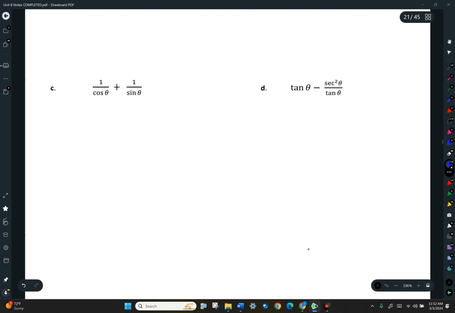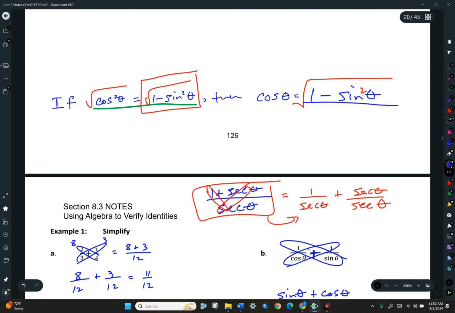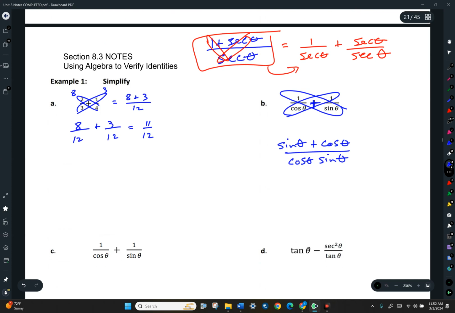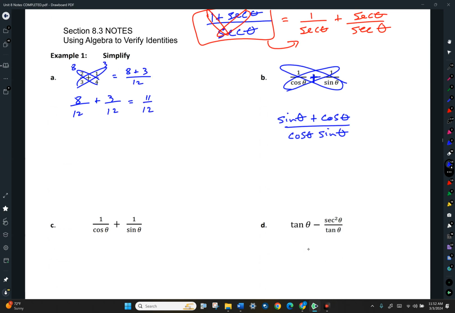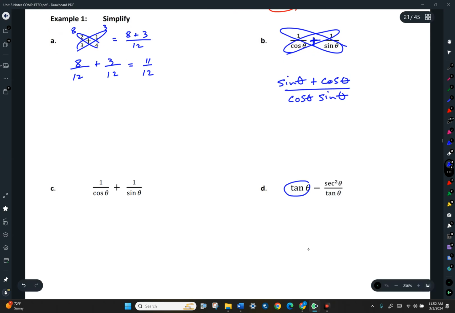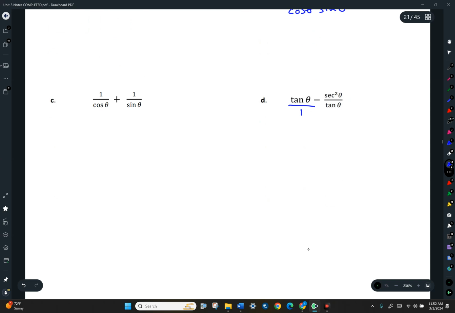Here's a situation where it doesn't look like you're adding two fractions. It looks like you have a single term that's not a fraction, and then subtraction of a fraction. Just because it doesn't look like a fraction doesn't mean it's not a fraction. You could think of this as being over 1. And so now you could follow the same plan. If I want to combine those into one term, I know that my common denominator is just the product of the two denominators. So my common denominator is tangent times 1.